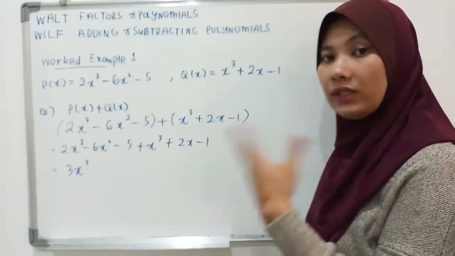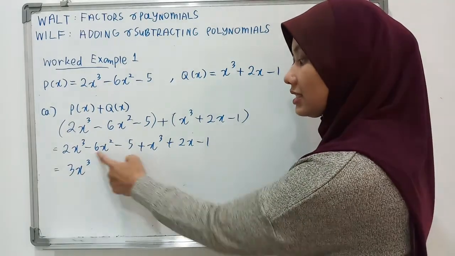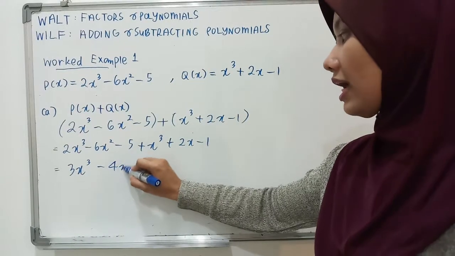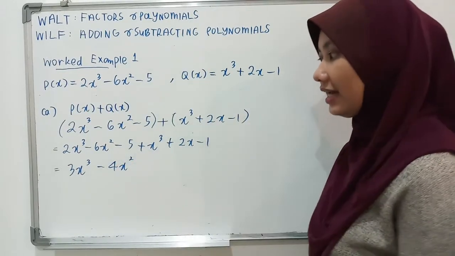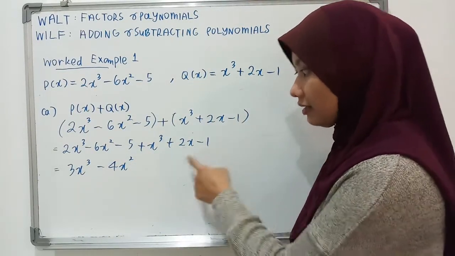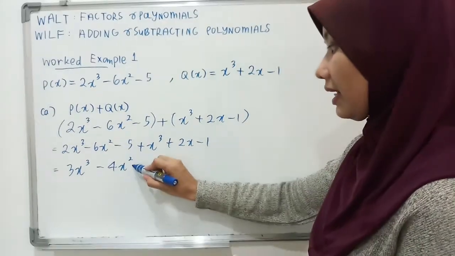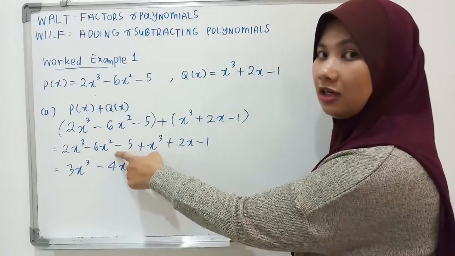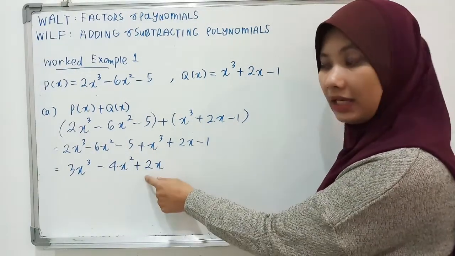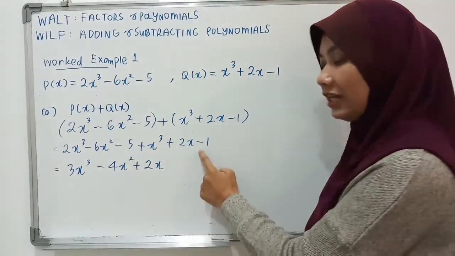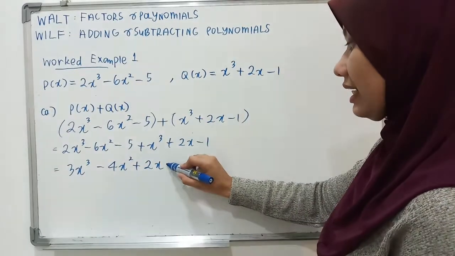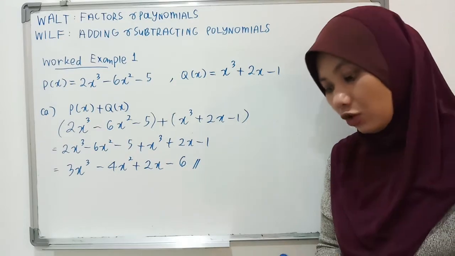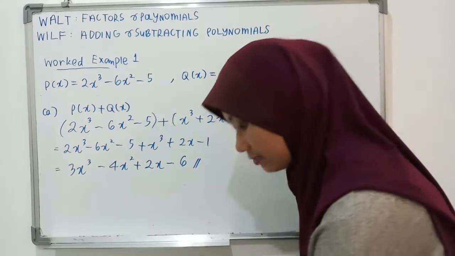Okay, and then now we deal with x squared. Negative 6 plus 2, so that is just negative 4x squared. Okay, and then I have plus 2x. I don't have x here, so I just copy it again. Then I have negative 5, negative 1, which is negative 6. Done. Very easy.